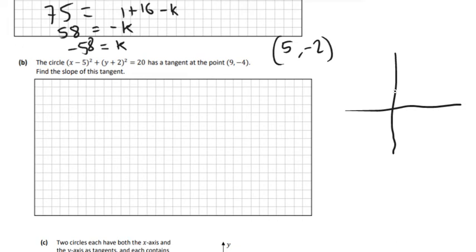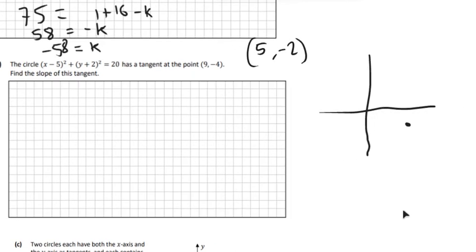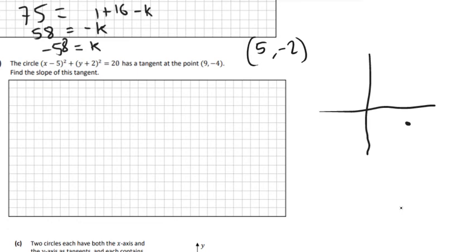So 5, minus 2, we'll just pretend it's over here, so roughly. So that's the center of the circle, and it has a tangent at the point (9, minus 4). So that's (5, minus 2), so (9, minus 4) would be over another bit and down a bit, so we'll just say there. So the circle, if it has a tangent there, that point has to be on the circle. So the circle very roughly would be something like that, and this is our tangent.